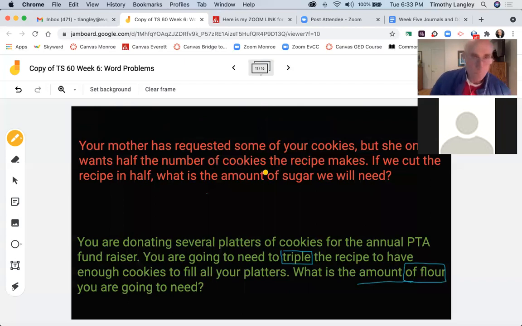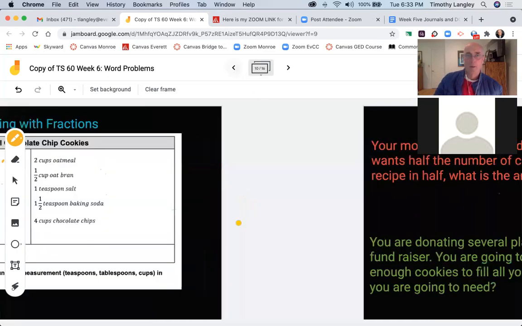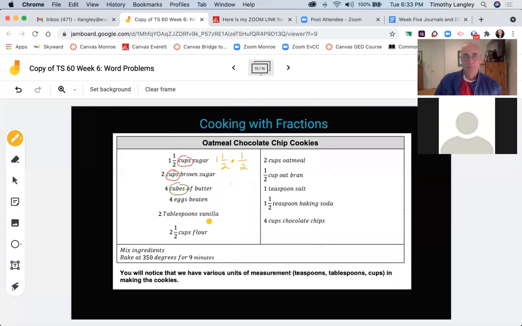Okay. Likewise, you were donating several platters of cookies for the annual PTA fundraiser. You're going to need to triple the recipe to have enough cookies to fill all your platters. What is the amount of flour you're going to need? Triple, we learned, was kind of a keyword for times. You're tripling it, something times 3. So they want to know how much flour basically I would need.